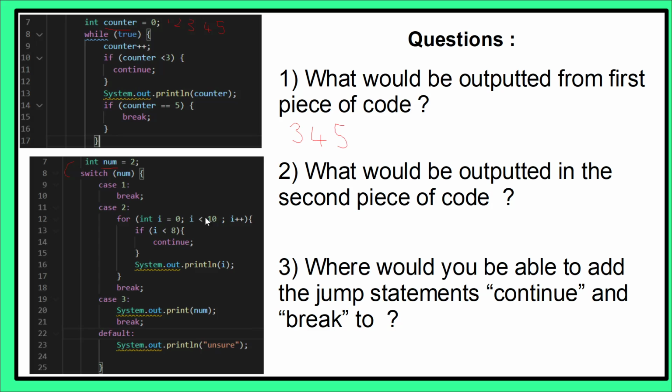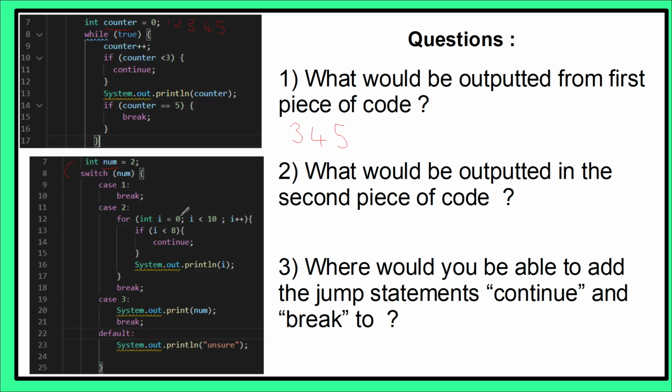So 0 is less than 10. So we go on to line 13. Sorry, I is less than 8 because I is 0. So we continue. So that will go back up to there. So I will be 1. 1 is less than 10. So we go down to 13. 1 is less than 8. So we continue. Then we go down to 2. 2 is less than 10. 2 is less than 8, so we continue.